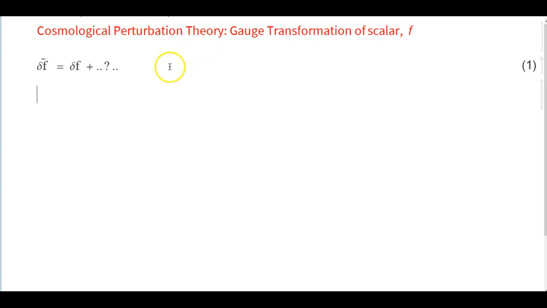Next we'll look at a very simple transformation, which is the transformation of a scalar quantity f from one gauge to another gauge. So we have delta f perturbation in gauge 2. How is it related to delta f perturbation in gauge 1? And remember that in the final expression, we don't write caret on top of gauge 1, just to simplify the notation. But when we are doing calculations, we'll put caret on top of gauge 1, and in the final result, we'll drop caret to simplify the notation.